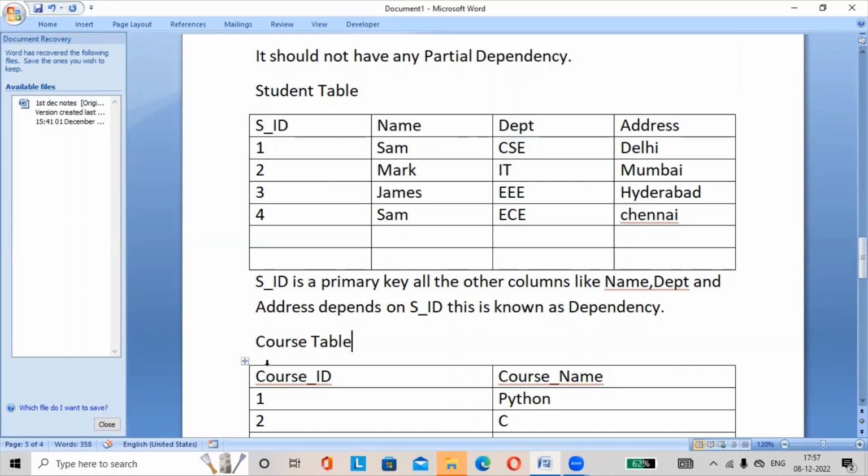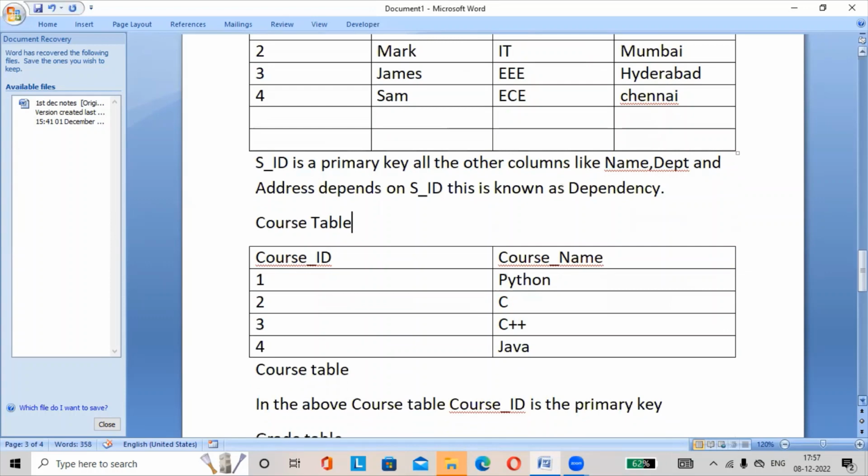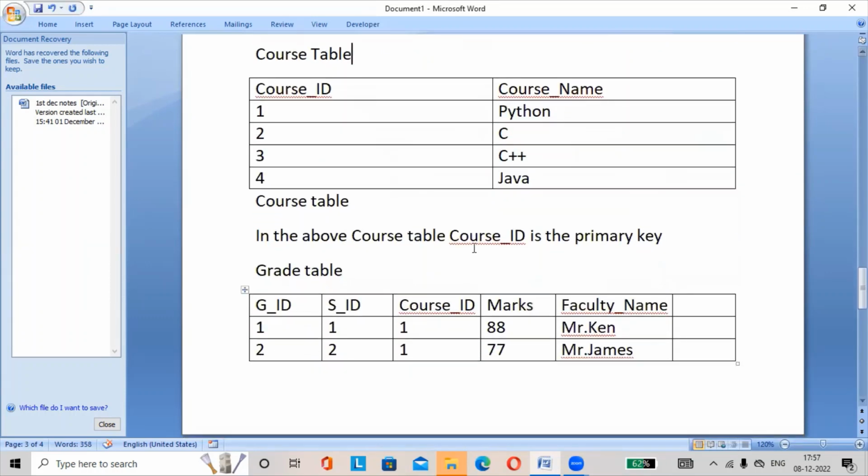Is it clear, ma'am? Suppose in the student table, student ID is the primary key. All the other columns are dependent on the primary key, but in the grade table, faculty name is not dependent on the primary key. Here the primary key is a composition of both keys, student ID and course ID. This faculty name is not dependent on this.